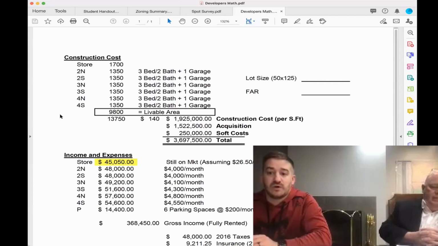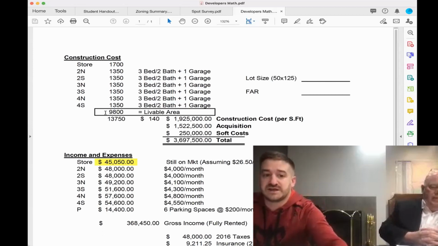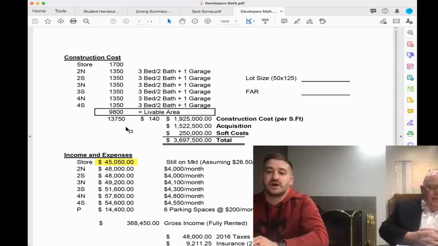He's got hallways and other common areas for the commercial storefront. So his livable area tends to be a little bit smaller than normal, but he still maximized his FAR by building a 13,750 square foot property.